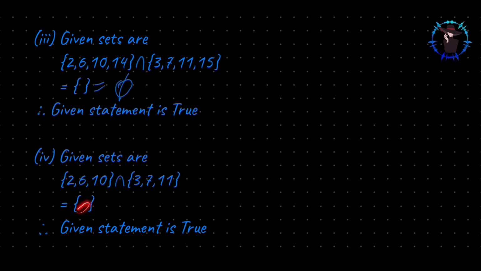Now, given sets are 2, 6, 10 and 3, 7, 11. So, the intersection value is nothing. It is equal to the null set and the statement is also true. So, it is the end of the exercise today. Thank you.